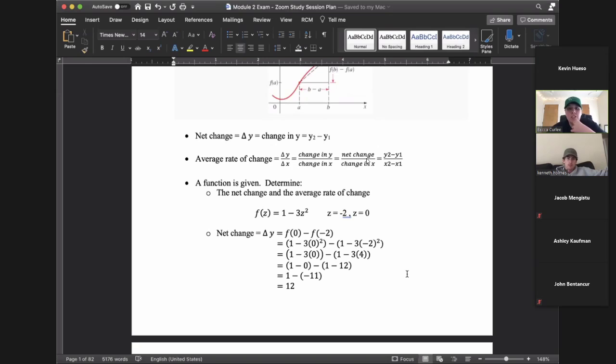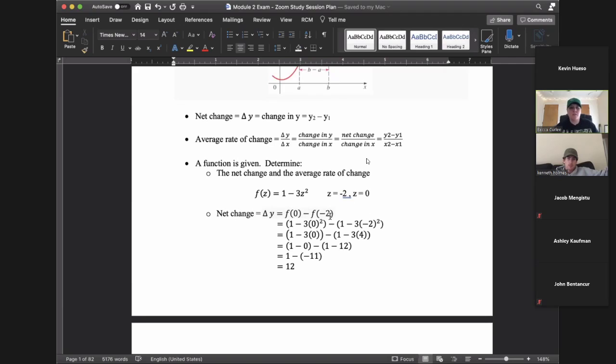A function is given; determine the net change and the average rate of change for f of z equals 1 minus 3z squared, where z equals -2 and z equals 0. You just plug in those numbers to get your net change first. So it's going to be f of 0 minus f of -2. You plug 0 into this equation and -2 into this equation. So you get 1 minus 3 times 0 squared, minus 1 minus 3 times -2 squared. Multiplying it all out and subtracting, you get 1 minus 0 minus 1 minus 12, which is 1 minus -11, which is 12. So that's your net change.